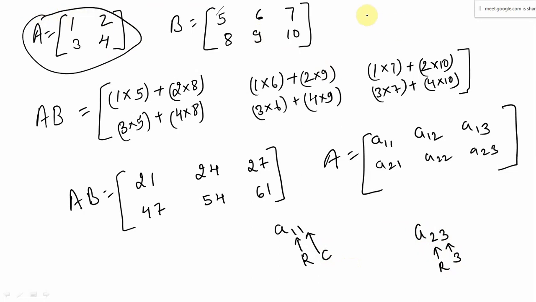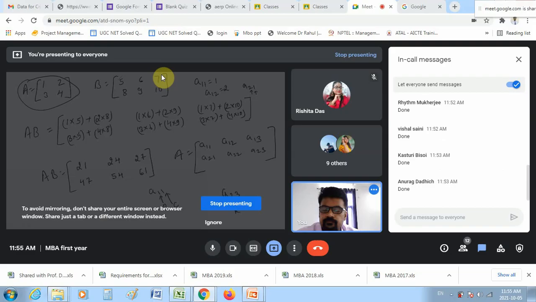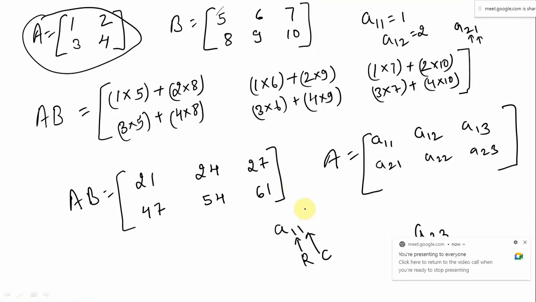So for example, if we talk about this matrix, what is A11? It is 1. What is A12? It is 2. What is A21? A21 means second row, first column. So I'll go into the second row and I'll go for the first column. Is it clear? There was someone who said no, sir.